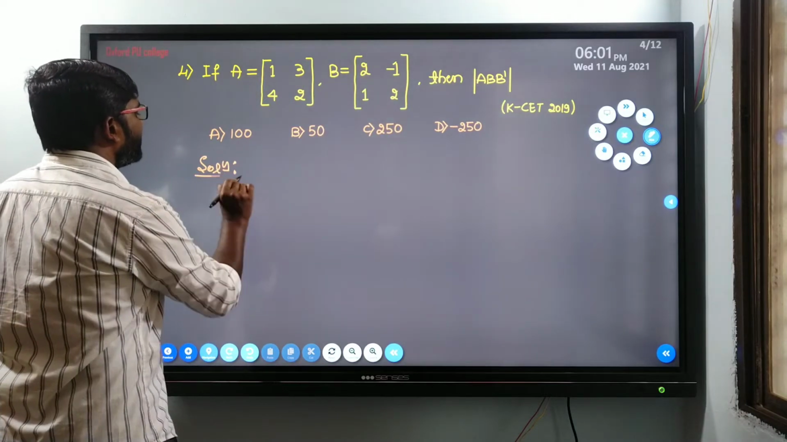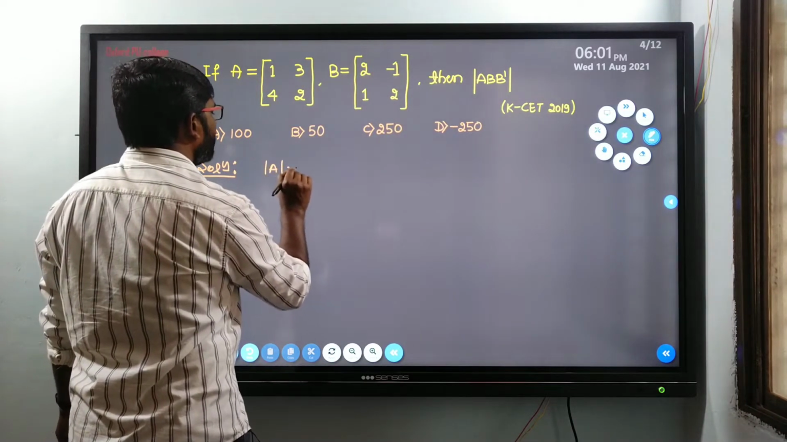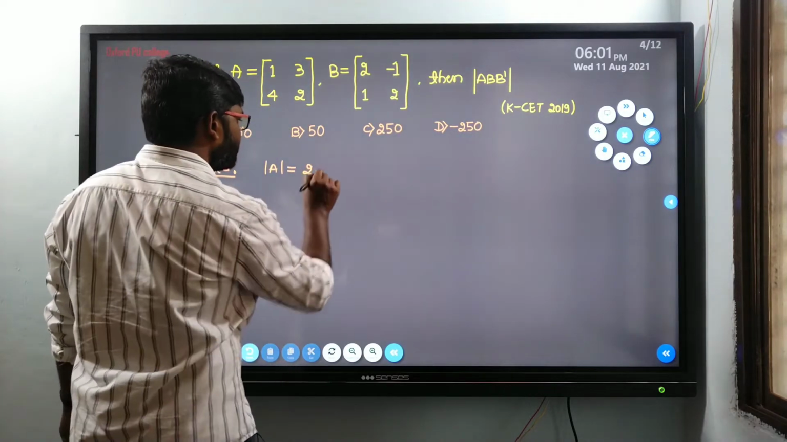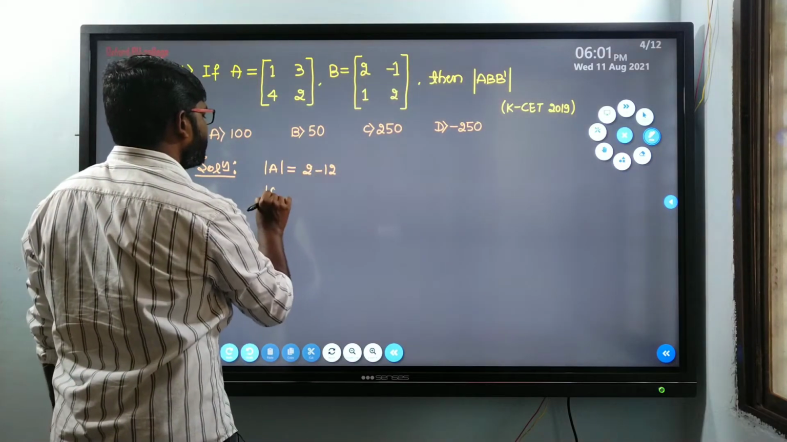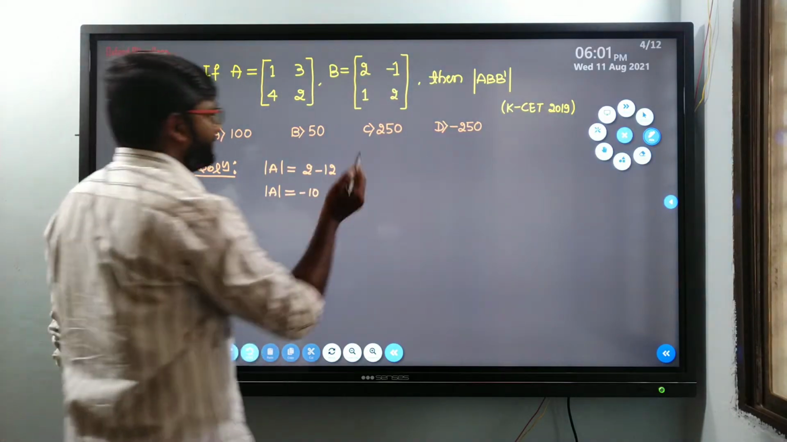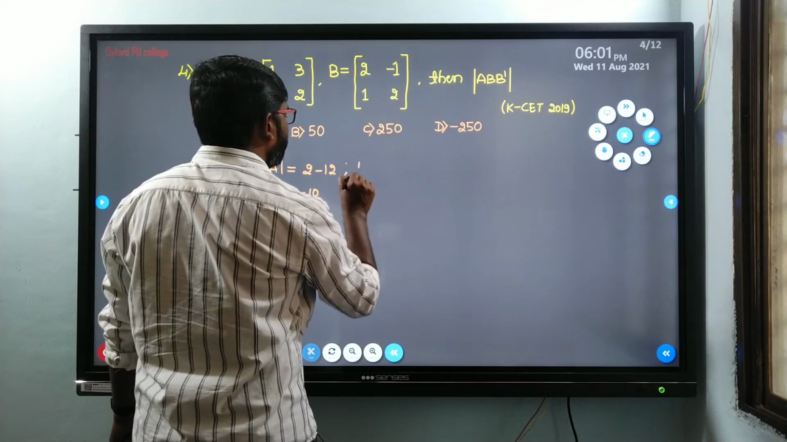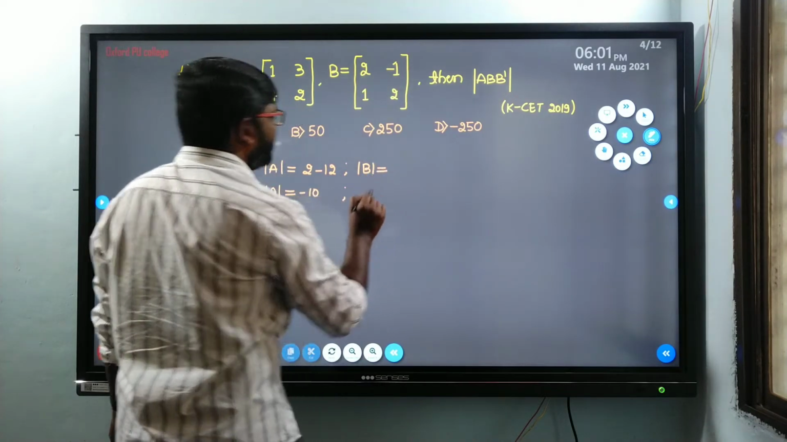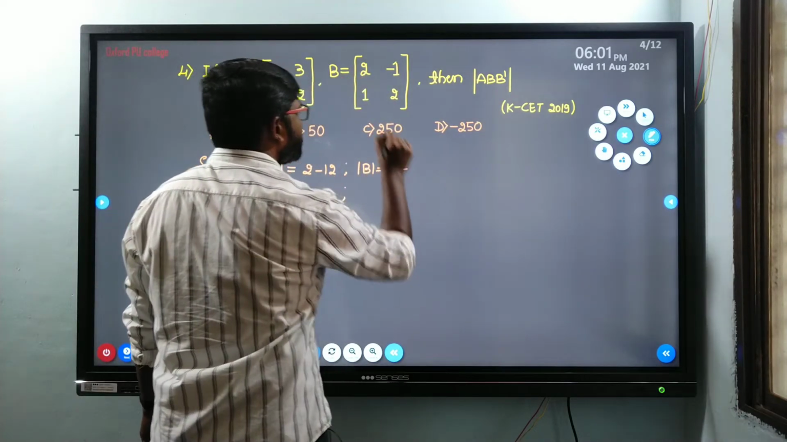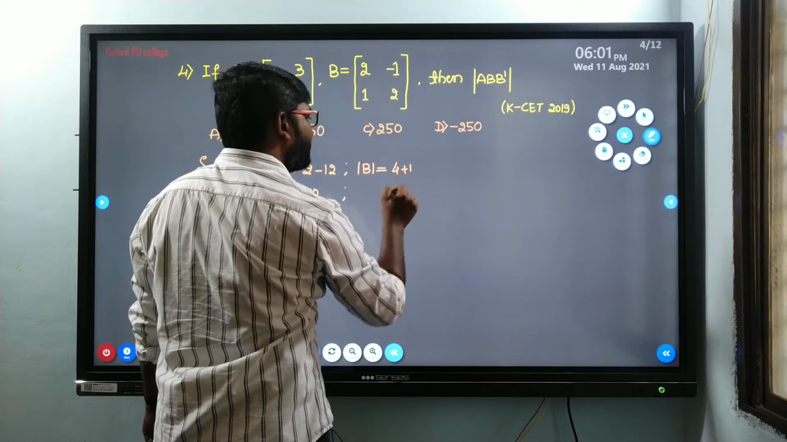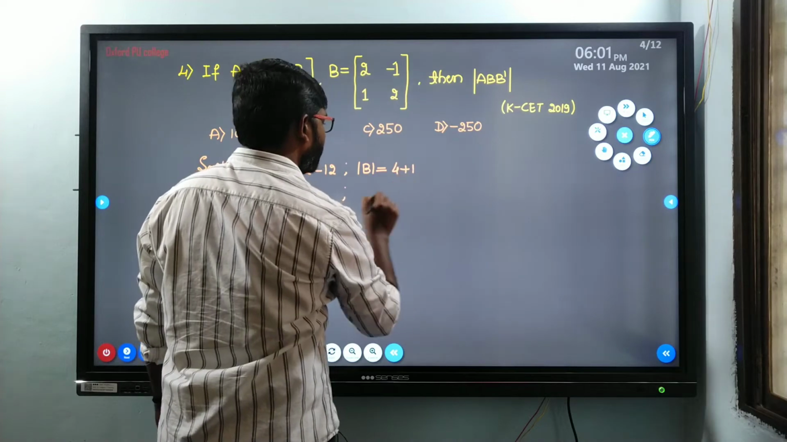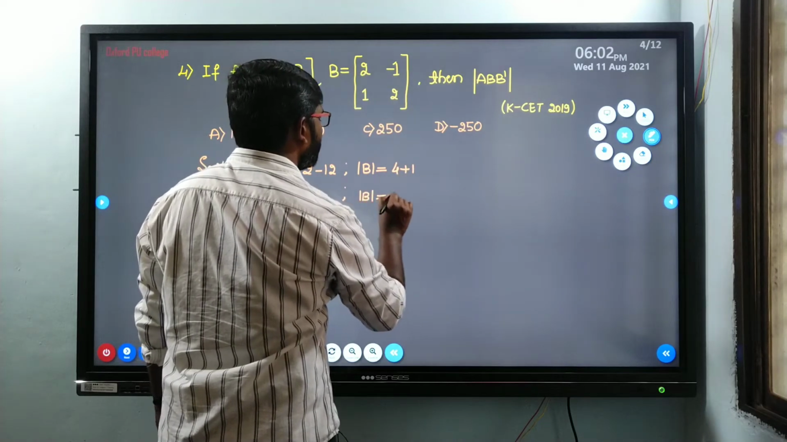Get the value of determinant of A. So det A is equal to 2 into 1, it is 2 minus 12. Then det A is equal to minus 10. This is the value of the determinant of A. Then now we have to find det B, determinant of the matrix B. Then what we get, 2 into 2 it is 4, minus 1 into minus 1 it is minus 1, we get plus 1 here. So overall 4 plus 1 it will be 5. Det B is equal to 5.